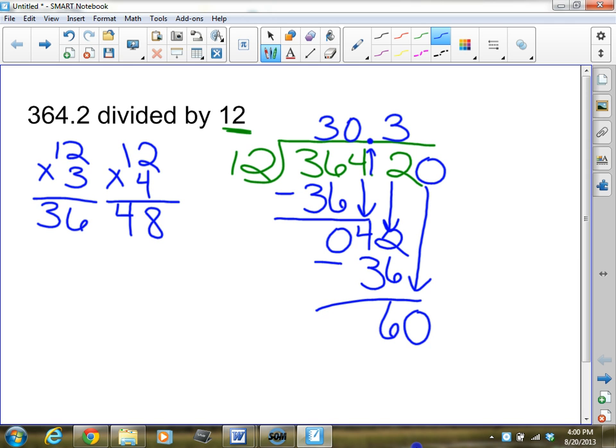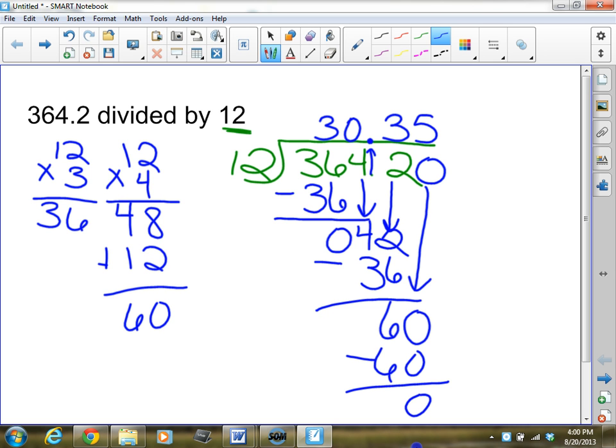Can 12 go into 60? It can. I know 12 times 4 is 48. If I want to add 12 to that, that would be 60. Just what I need. So 1 more than 4, so this would be the equivalent of times 5. So 12 times 5 is 60. I can finish out my problem right here. I have 0 left over, so I know that I have finished my problem. It goes in evenly. So my answer is 30 and 35 hundredths.